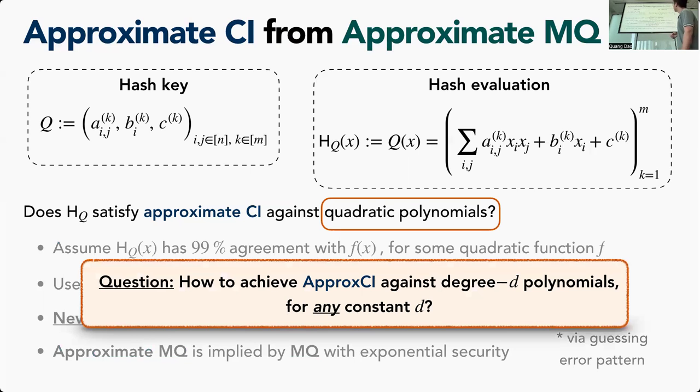Okay, so how do we achieve approximate CI against more general degree D polynomials, for D that is possibly any constant? Recall that in the template for NIZK, we needed it for not just quadratic, but potentially for a much higher constant, say D equals 100, for instance. So how do we get to D equals 100?